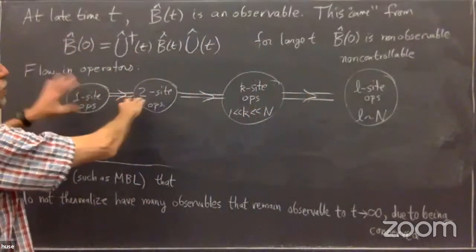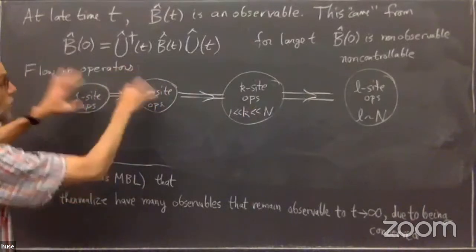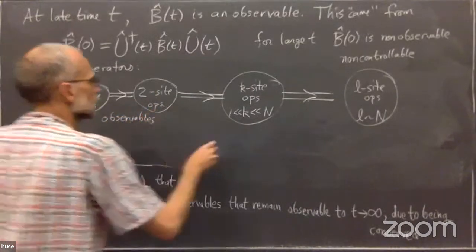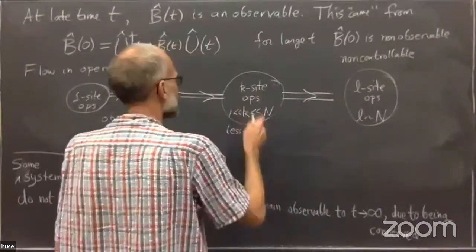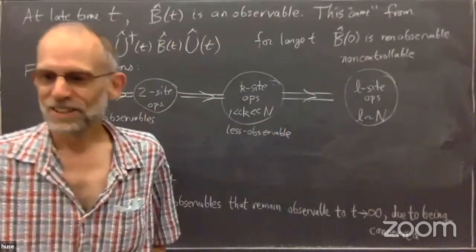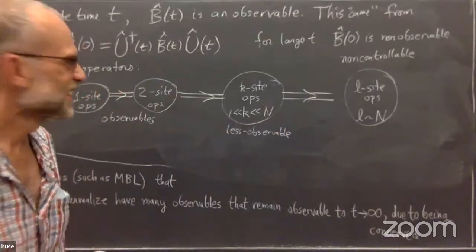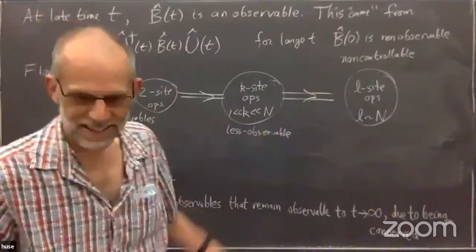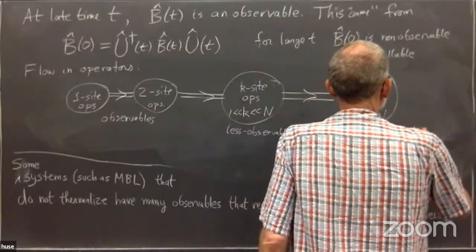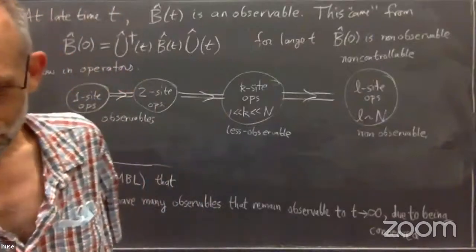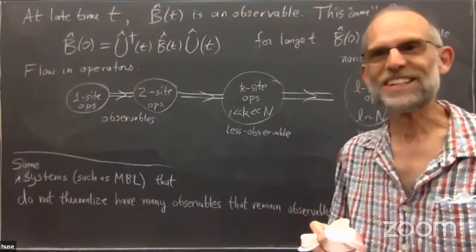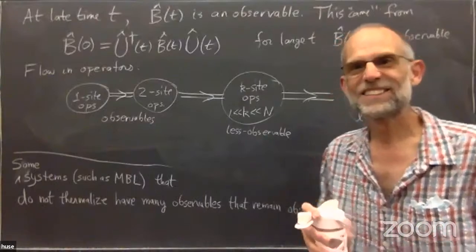So things that are out of equilibrium here, these operators, are observables. These are less observable, right? If k is not too big, maybe Rainer Blatt could observe it, but nobody else, for example. And then these ones are non-observable. Rainer Blatt is an experimentalist in Austria who has an ion trap system, and they love measuring very high order operators on their spins. Yeah, question. Go ahead.